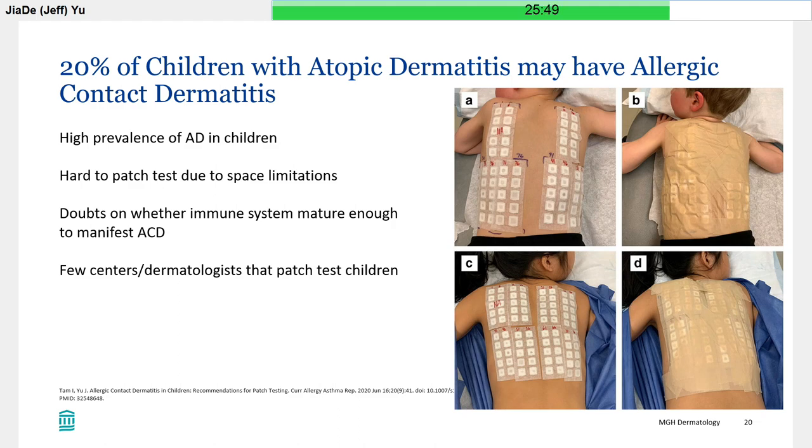Sometimes kids are harder to patch test because they're obviously smaller. In the average adult, I can probably get on 200, 250 different patches in terms of evaluating for allergic contact dermatitis. In children, my number is much smaller. When I have a really small child, usually about 10 or 20 allergens. When I have a child that's somewhere between 6 to 8 years of age, as you guys can see in these photos, I can easily get on 80 allergens, maybe even more if absolutely necessary.